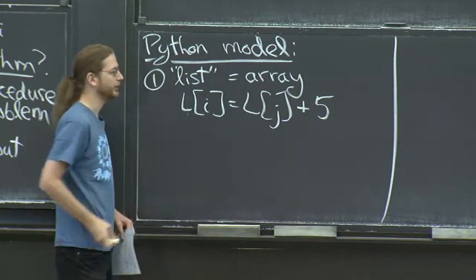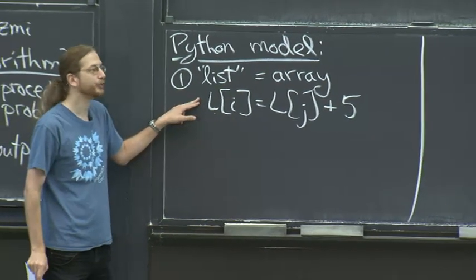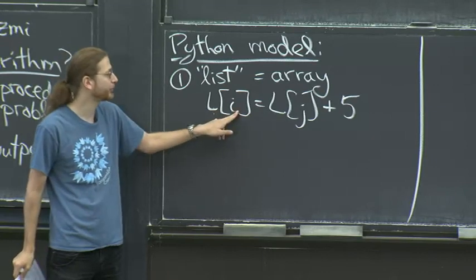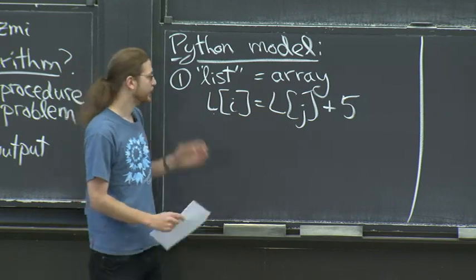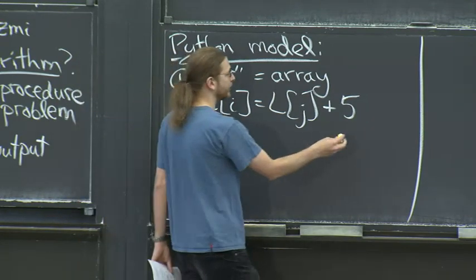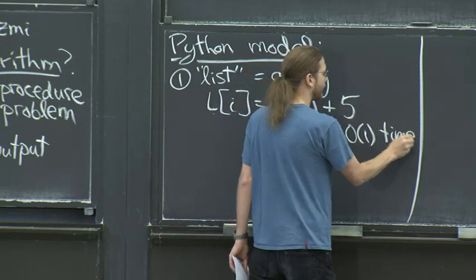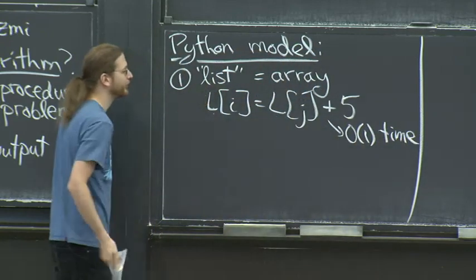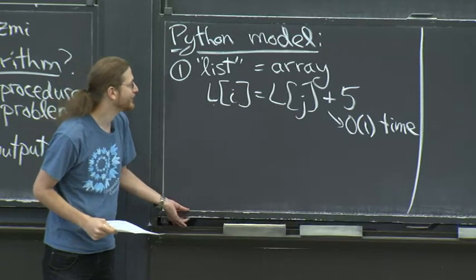L is a list object. This takes constant time. In a linked list, it would take linear time because you've got to scan to position i, scan to position j, add 5, and store. Okay, but conveniently in Python, this takes constant time. And that's important to know. I know the terminology is super confusing, but blame the benevolent dictator for life.